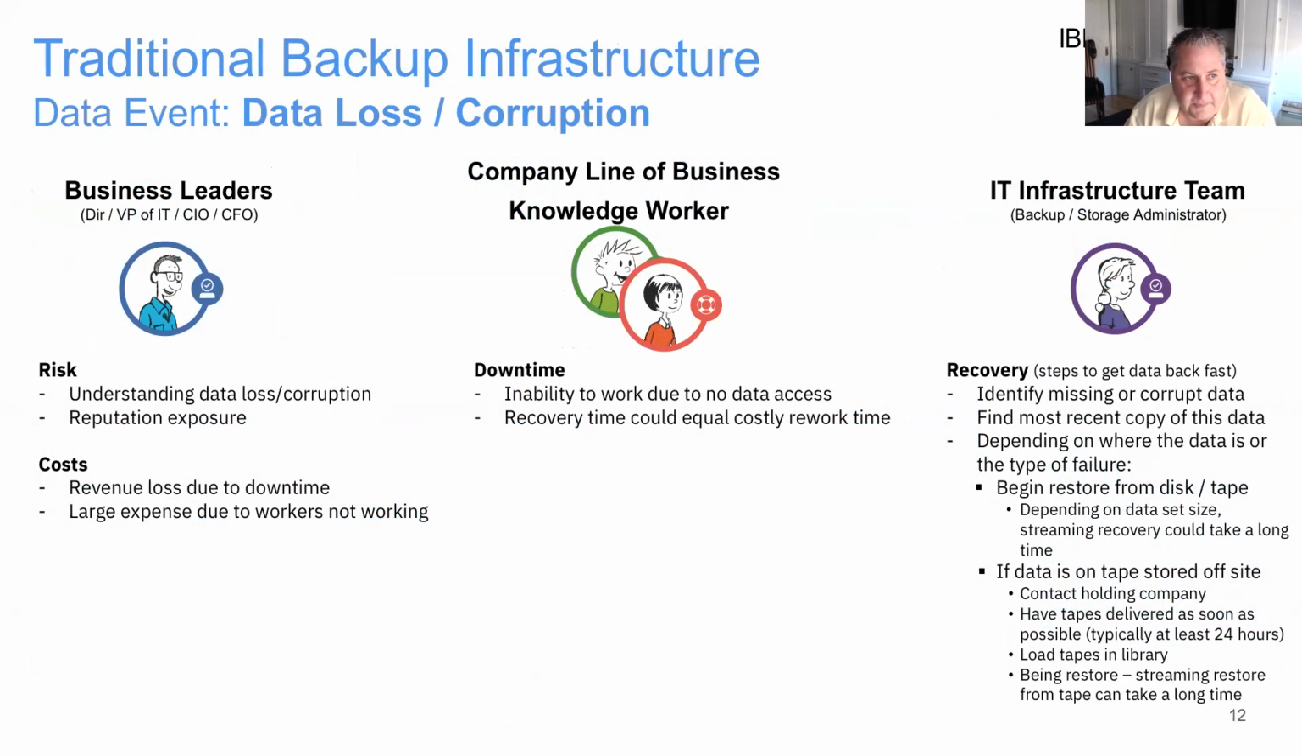But what we've said is, the first slide is always the before slide, right? In a data loss or corruption scenario, the business leader really has to understand, they fear risk, right? Data loss or corruption, and reputation exposure. Hey, I lost something, and that's a big deal for someone like a Target or something like that. And in addition, that translates into revenue loss, whether it be downtime or expense to users not working. From a knowledge worker line of business standpoint, the inability to work due to no access to data can be really costly.